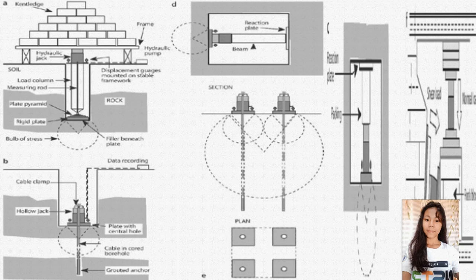Reaction may be given by a mass of Kentledge, iron billets, or concrete blocks erected on a frame whose load-bearing legs lie well away from the hole. A hydraulic jack between the column and the Kentledge is pumped up to press the plate into the ground.